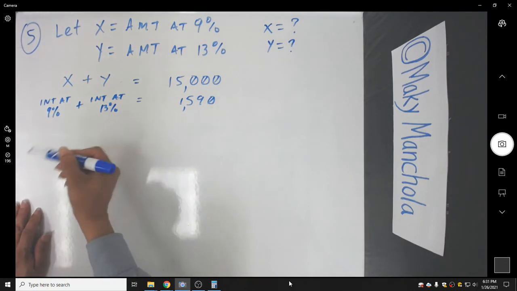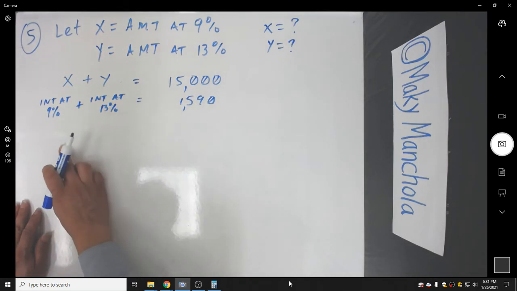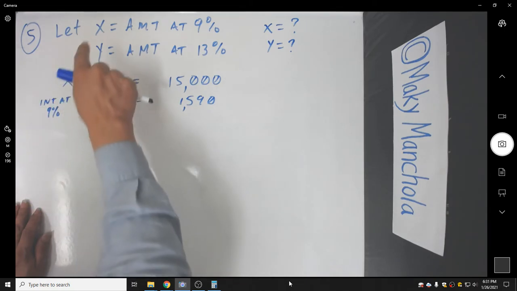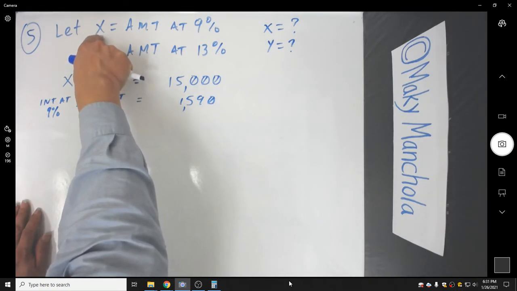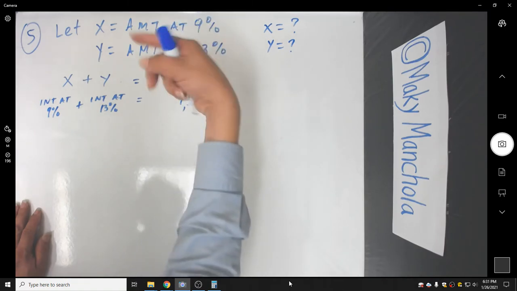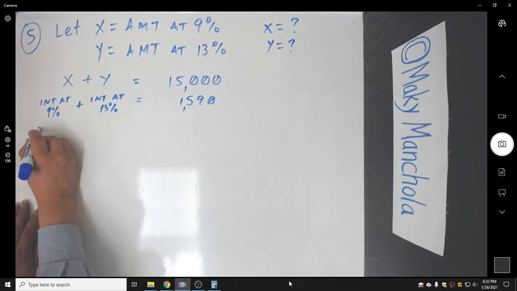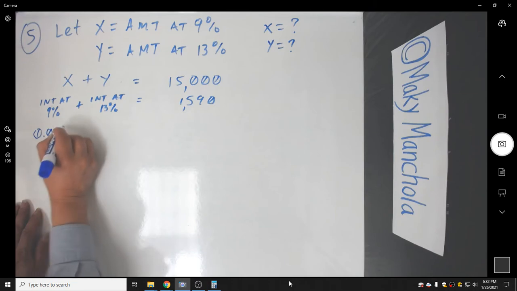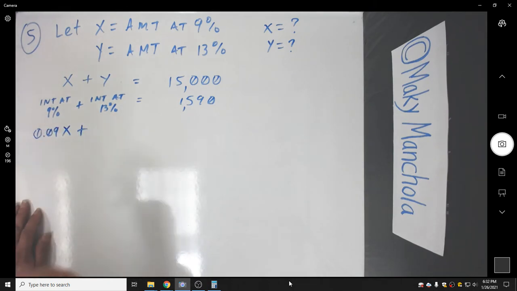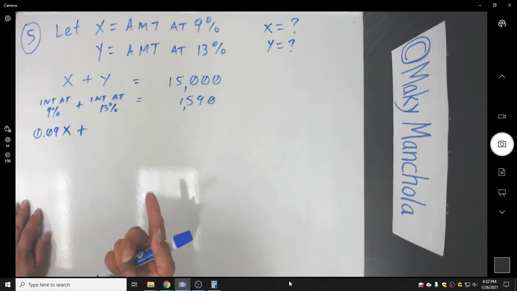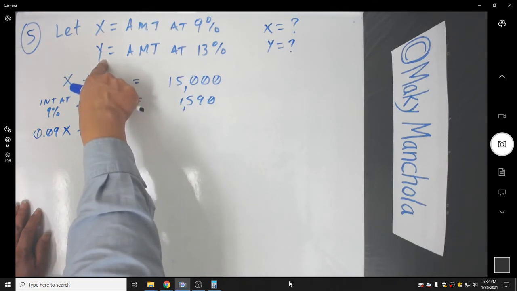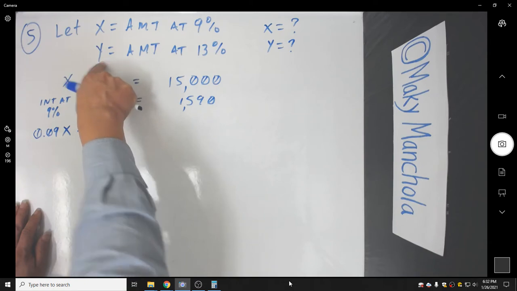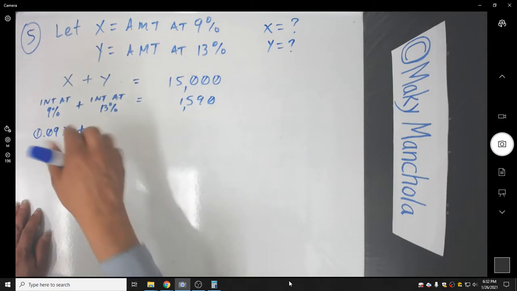So how do you get the interest at 9%? Well, you multiply the total amount that you have invested at 9% times 0.09. 0.09x plus, how did you get the interest at 13%? The total amount that was invested at 13%, which is y, times 0.13.